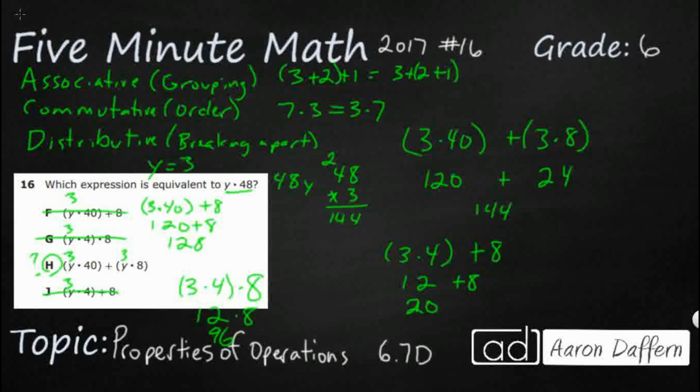Let's figure out why. So this is what we have right here. y times 48 is equal to, and then they give it to us down here, y times 40 plus y times 8. And you see what we did here. We took this 48 and broke it into 40 plus 8. So 48 is 40 plus 8. And then you multiplied y by both, and that's how you use the distributive property.